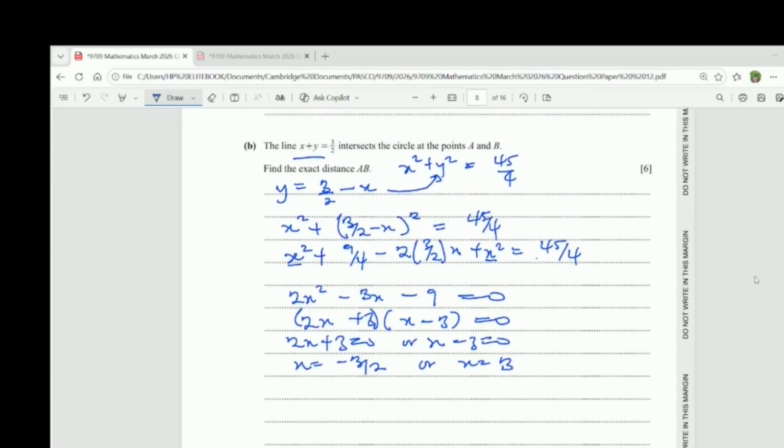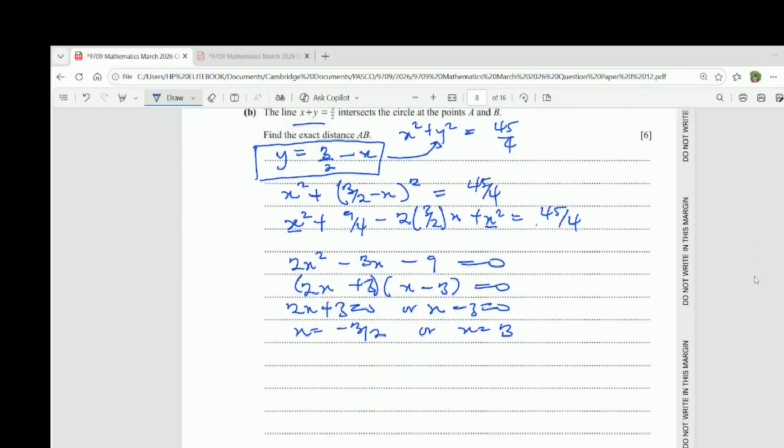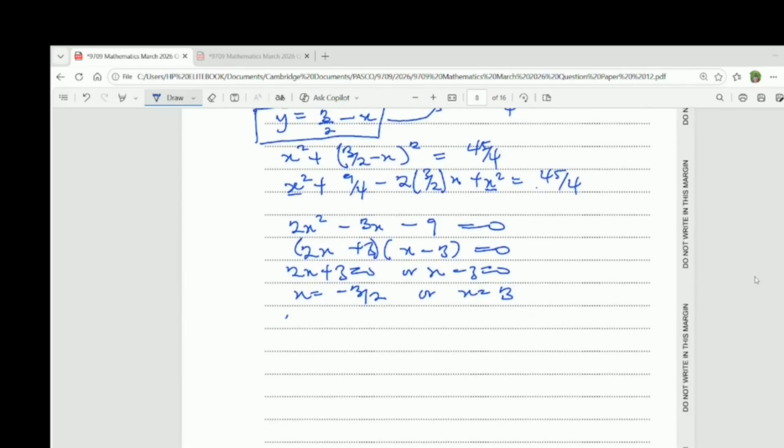Meanwhile, we said y is equal to 3 over 2 minus x. We're going to do that substitution of x into y. So for x equal to negative 3 over 2, y will be equal to 3 over 2 minus another negative 3 over 2. That gives us 3 over 2 plus another 3 over 2, which is 6 over 2, and that gives us 3. And then for x equal to 3, y will be equal to 3 over 2 minus 3. So we get 3 minus 6 over 2, which is negative 3 over 2.